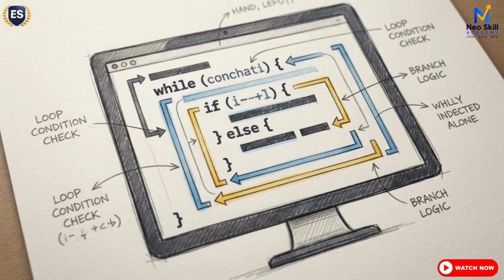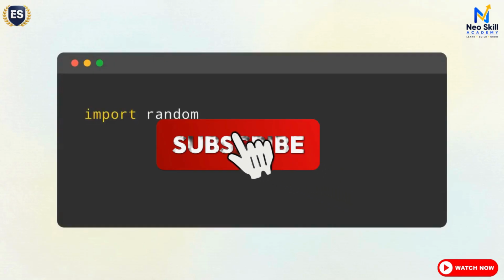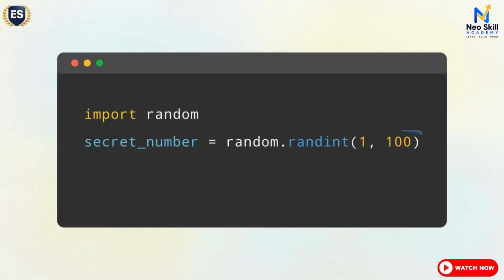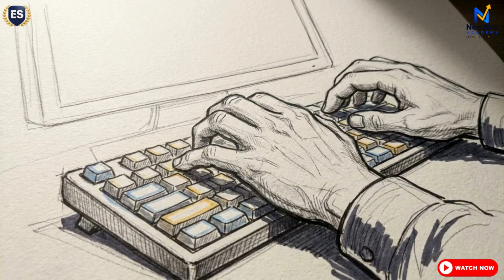Now we're going to assemble the final script by dropping our decision-making logic inside our loop engine. Start by importing the random module. We'll use this to tell the computer to choose a secret number between 1 and 100 before the first guess is even made. Now define the maximum number of chances and open your main while loop.